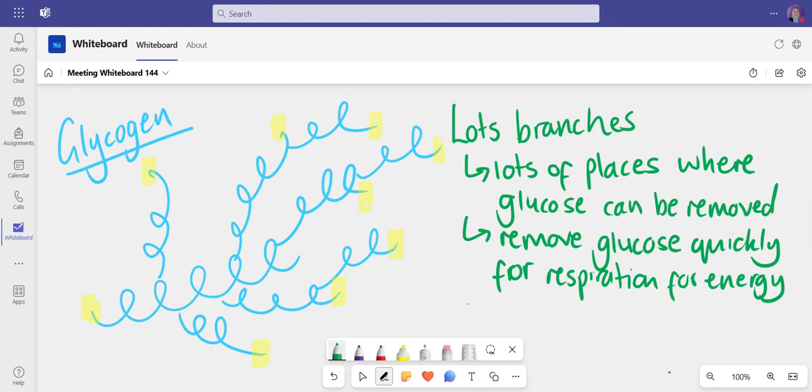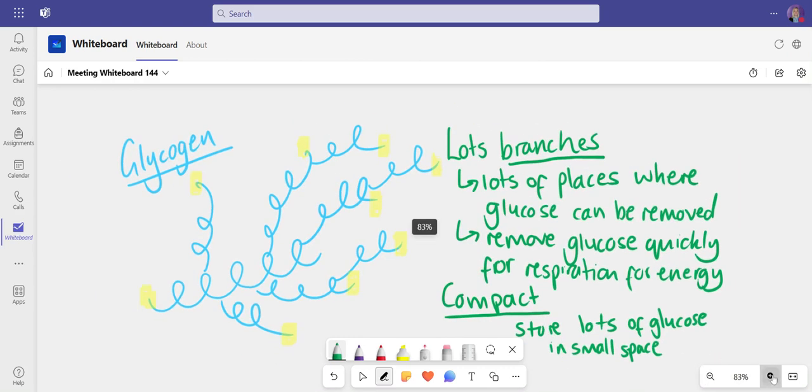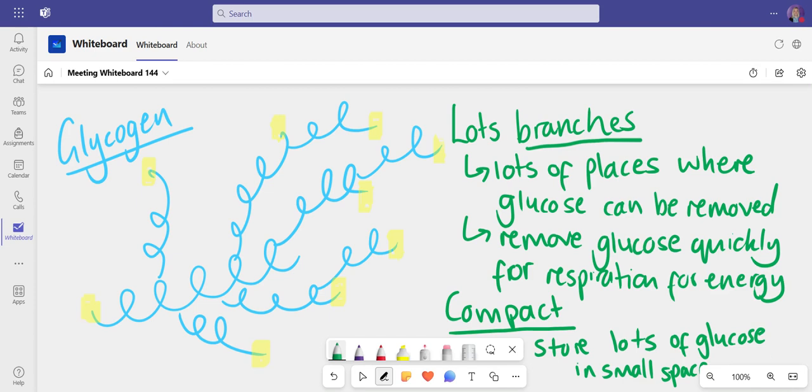The other adaptation of glycogen is it's very compact. Again, be careful with your language. By being compact, we can say that it can store lots of glucose in a small space. Be careful that you don't say it stores lots of energy in a small space because they might pick you up on that in the mark scheme. So it can store lots of glucose in a small space. And then obviously the glucose could be used in respiration in order to release the energy from it. Okay. So that's your glycogen.